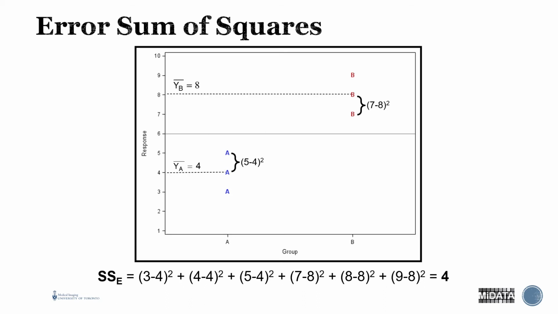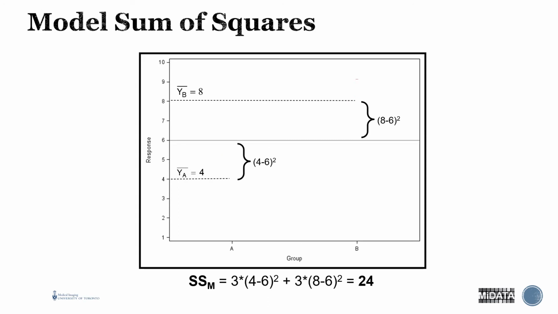The error sums of squares, a little bit different. You take the difference between the data point and its group mean. So you'll see here for group A, the mean is 4. For group B, it is 8. And so the sums of squares is going to be the difference of the data point for the group minus its group mean squared, and then all of it summed together. And in this case, you have a sums of squares for error of 4.